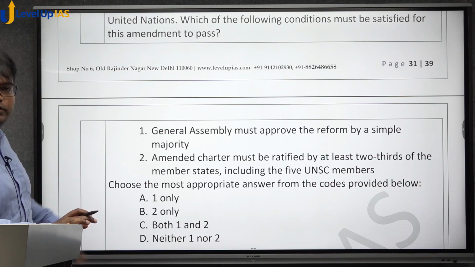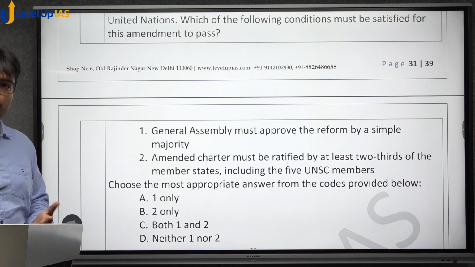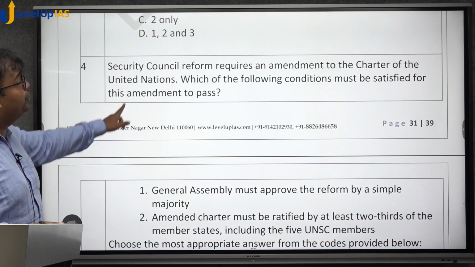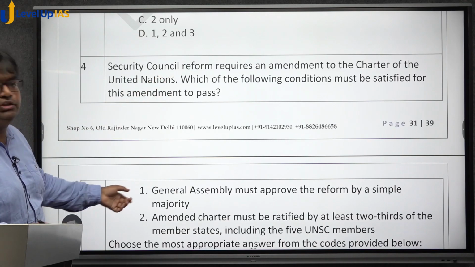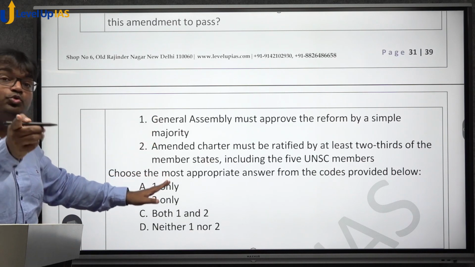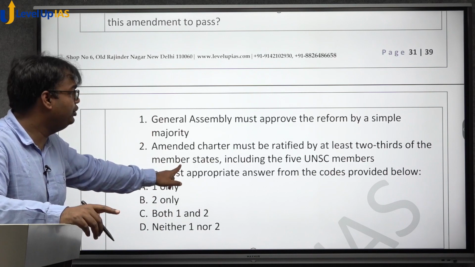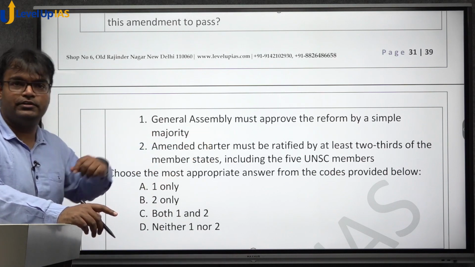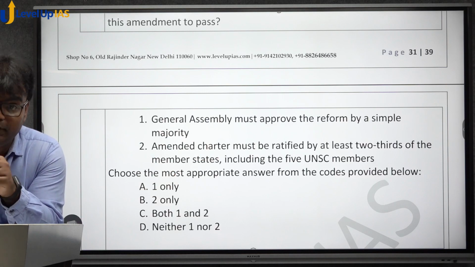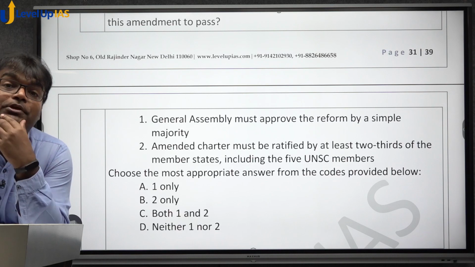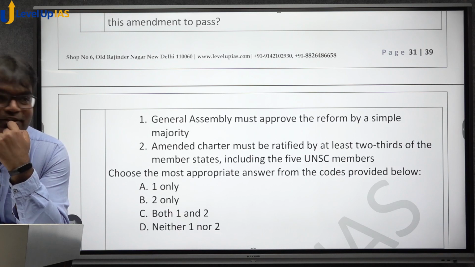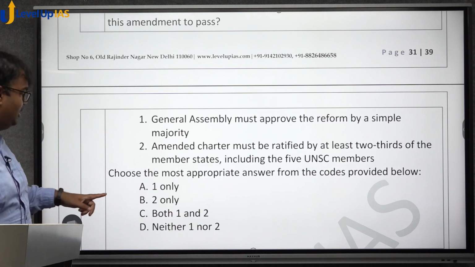Both are correct. Actually, this is the exact condition by which the Charter of United Nations, Security Council reform, needs to get amended. First, General Assembly must approve the reform by a simple majority. Then 2/3 of the members of General Assembly should ratify it. So we need support from 2/3 of the members, because 2/3 of the members will need to ratify it, and all the P5 members. If even one P5 member says no, it becomes no. So what should be the answer here? Answer should be both 1 and 2.